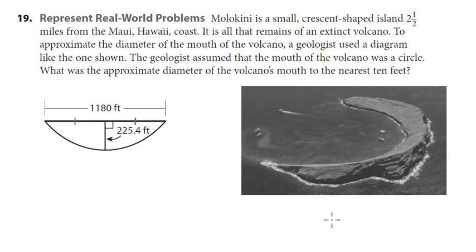Let's see. It says Molokini is a small crescent-shaped island, an extinct volcano. The approximate diameter of the mouth of the volcano. A geologist used a diagram like the one shown. They assumed the mouth of the volcano was a circle. What is the approximate diameter of the volcano's mouth to the nearest 10 feet?